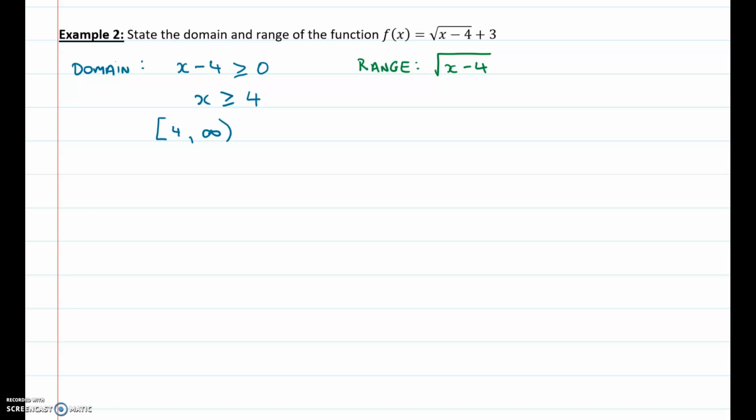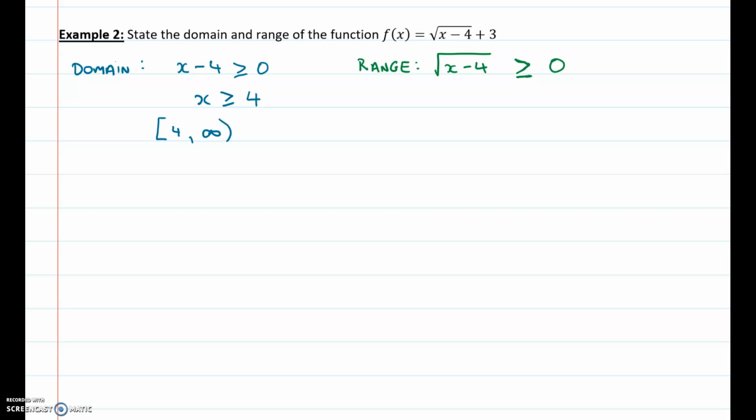So for the domain, we just took the expression under the square root sign. We didn't include the square root itself. For the range, we're including the square root itself. And we know that the square root also has to be greater than or equal to 0. Square root cannot be negative. We want to figure out what f of x has to be. Now, we've got the square root of x minus 4. How do we turn that into f of x?